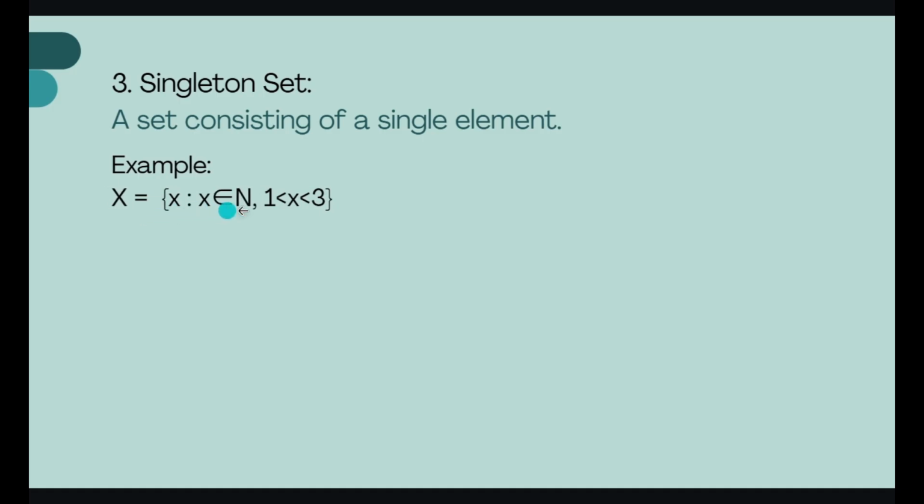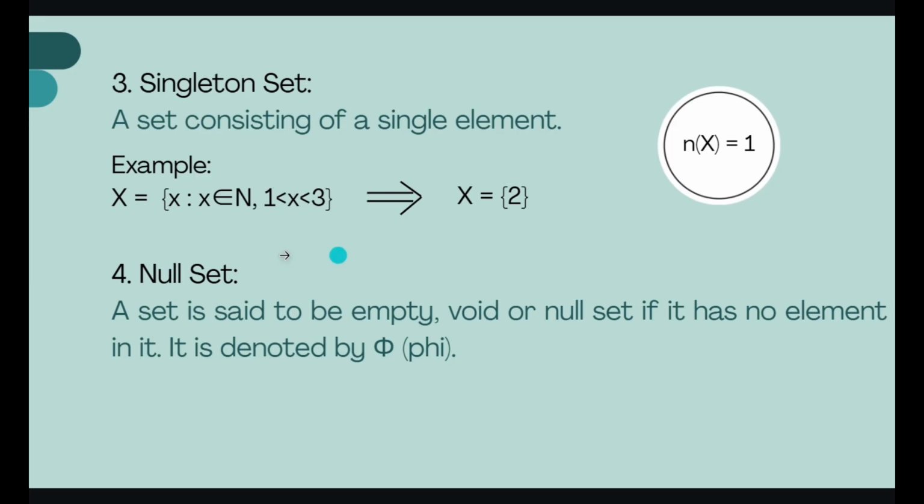From the example, we know that x belongs to natural numbers and it lies between 1 and 3, which means there is only one value, 2, which can be represented in roster form. In the set X or any singleton set, the number of elements would always be 1. Fourth one, null set. A set is said to be empty, void or null set if it has no element in it. It is denoted by the symbol phi.